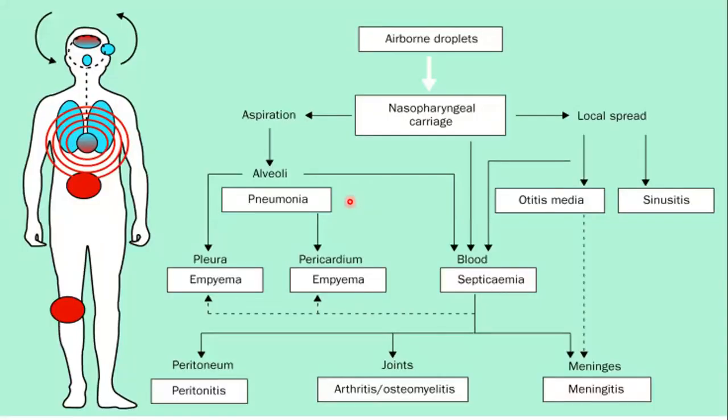These are the diseases caused by your Streptococcus pneumoniae. I've mentioned this already. Being a normal flora in the respiratory tract, it can actually cause pneumonia, emphysema. In the blood, it causes septicemia. In the ears, it causes otitis. In the maxillary cavity, it causes sinusitis. In the peritoneum, it causes peritonitis. When it enters the joint or bones, it causes osteomyelitis. And in the meninges, it causes meningitis.